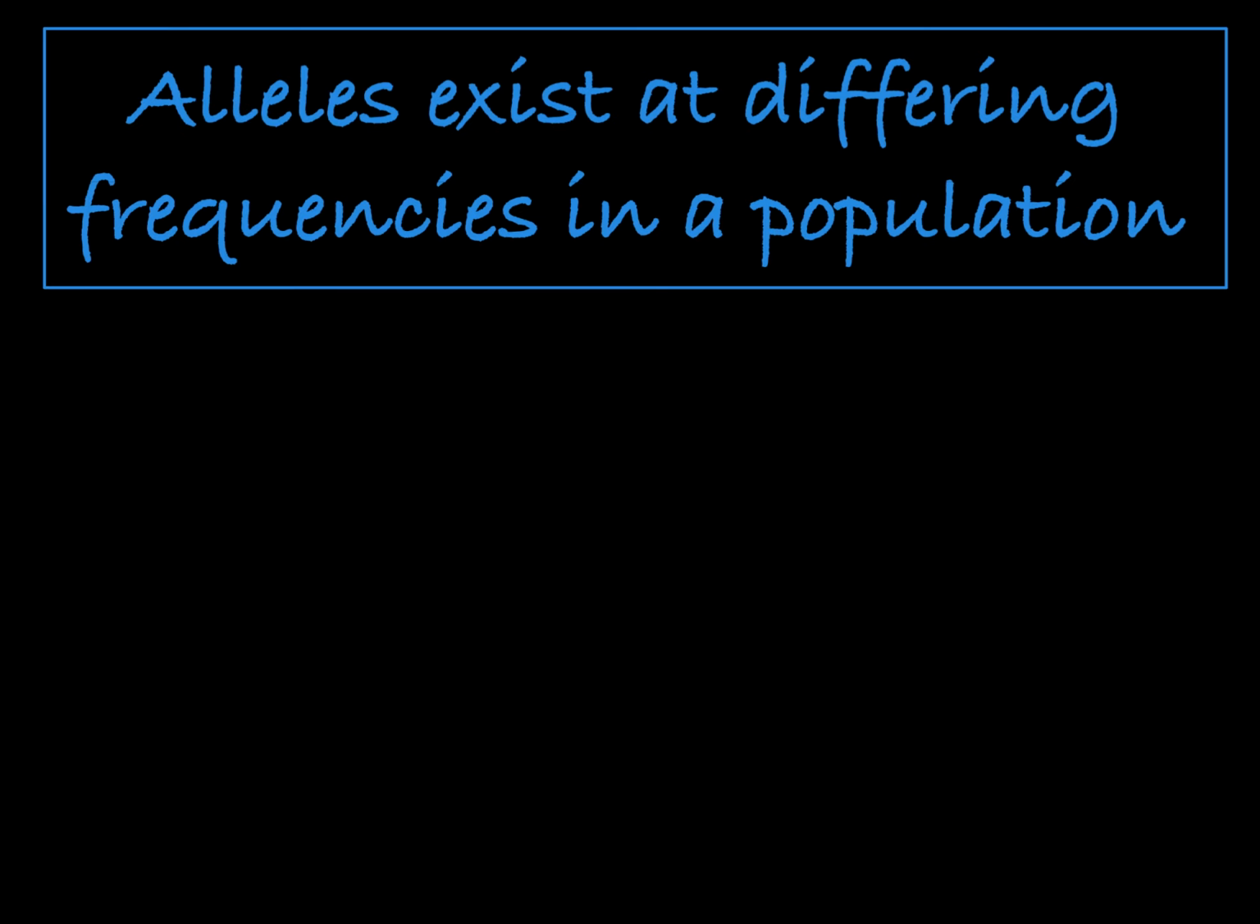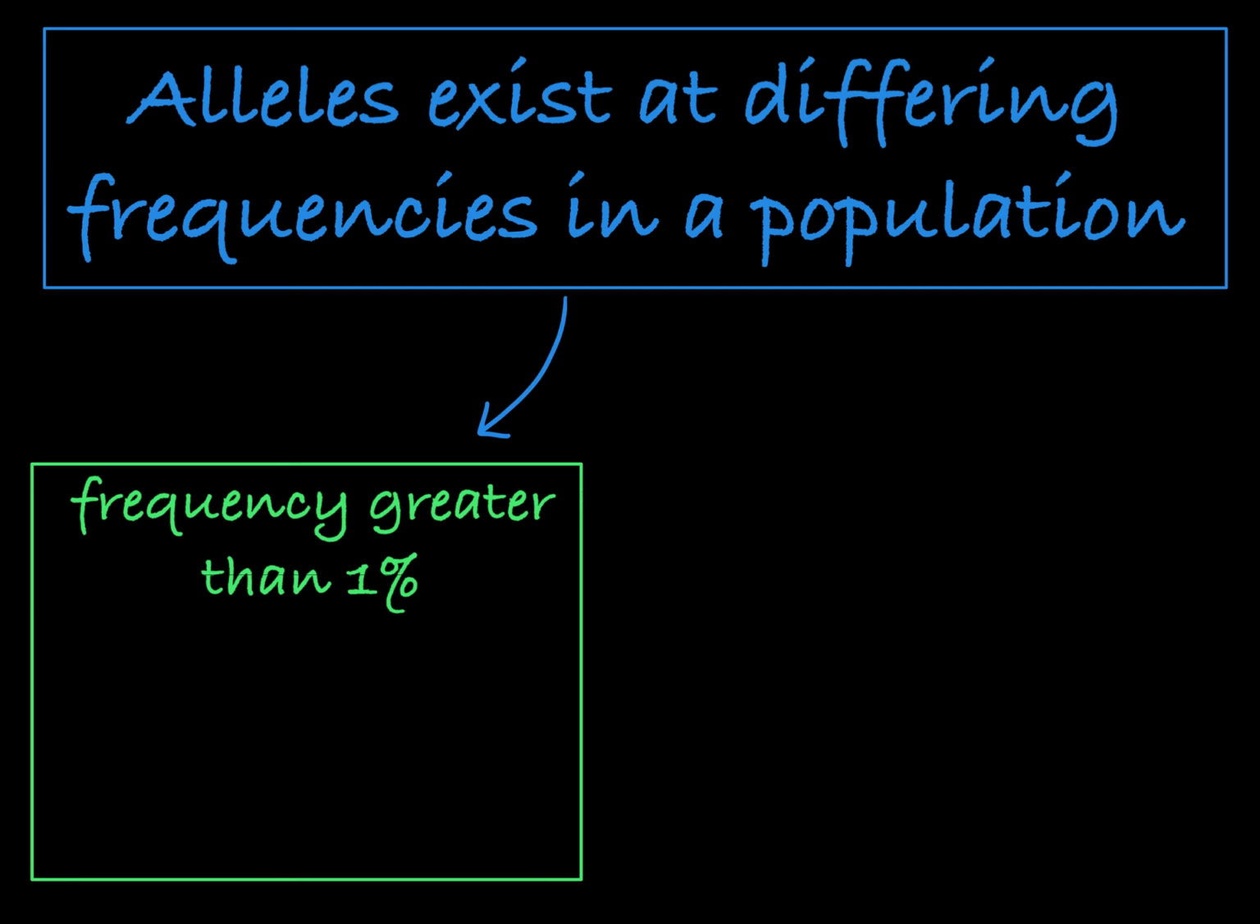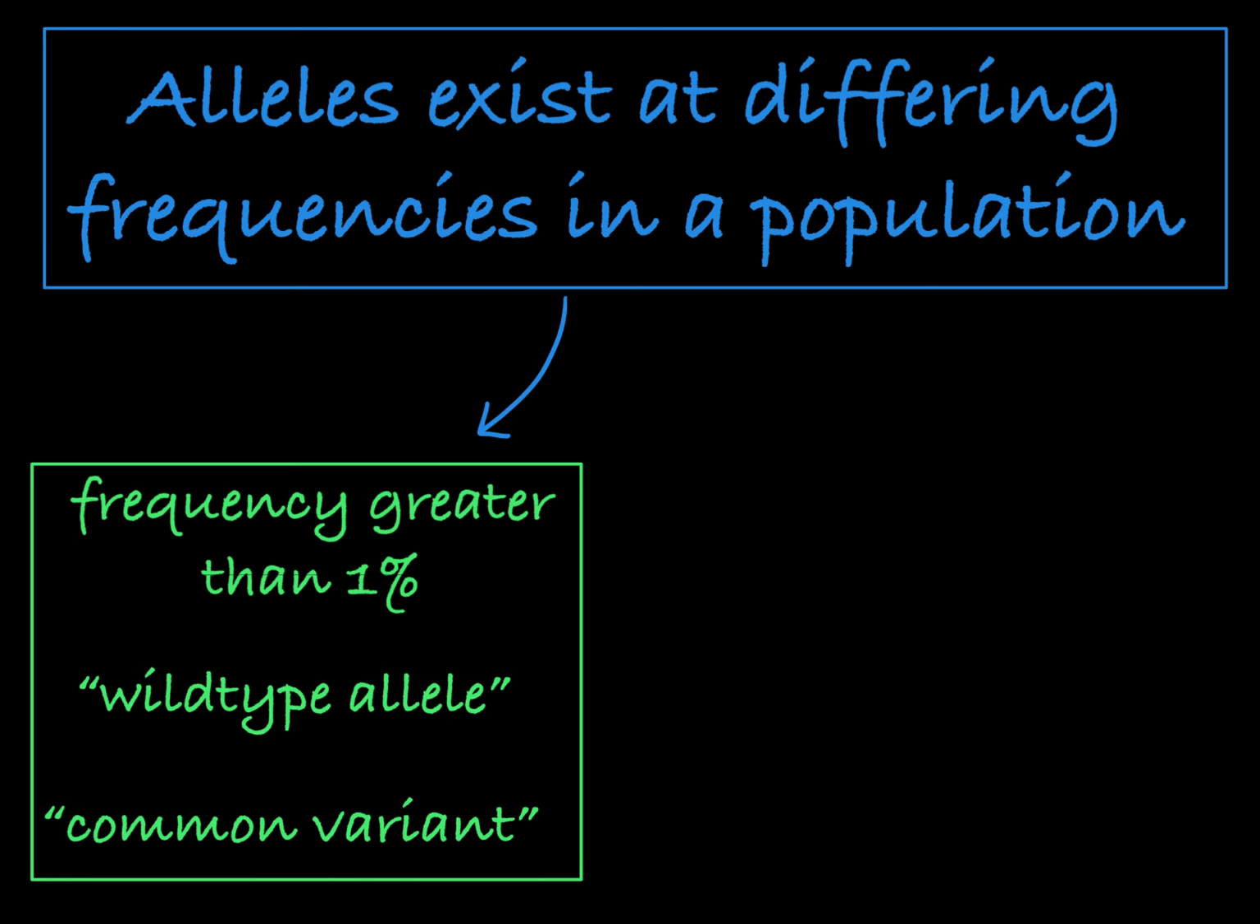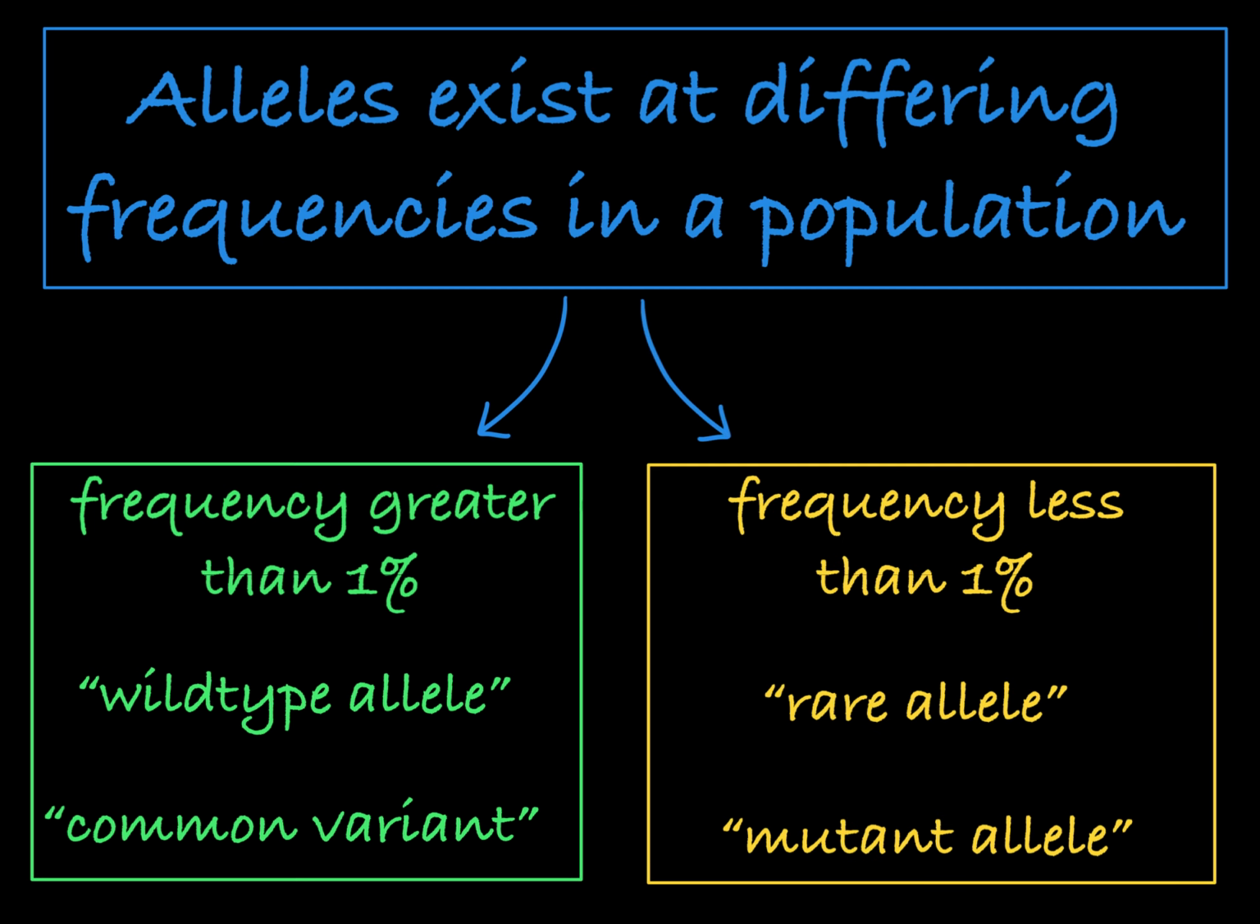Alleles exist at different frequencies within a population. An allele that has a frequency of more than 1% is called a wild-type allele or a common variant. Wild-type alleles are the most common alleles in the population. Conversely, a rare allele is called a mutant allele.